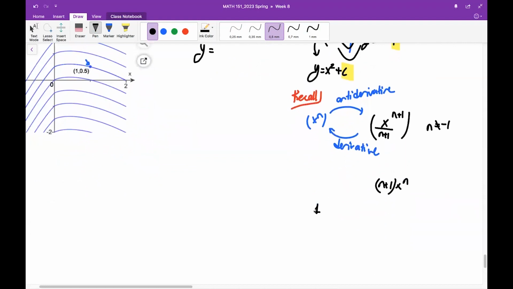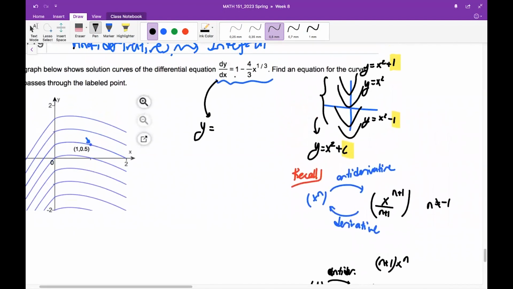We can also work with constants. What is the antiderivative of 1? What do you think? What should be the antiderivative of 1? Can you guess a function whose derivative is 1? Obviously, it is x, right? So if you take the derivative of x, you will obtain 1. So the antiderivative of 1 should be x. Okay, 1, if you take the antiderivative, you will obtain x.